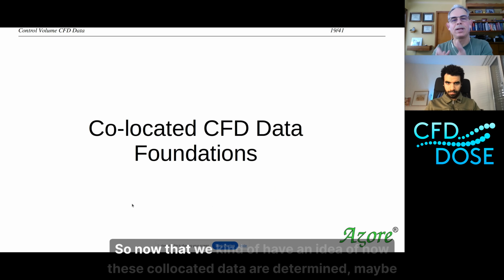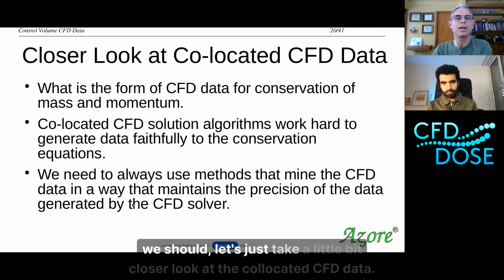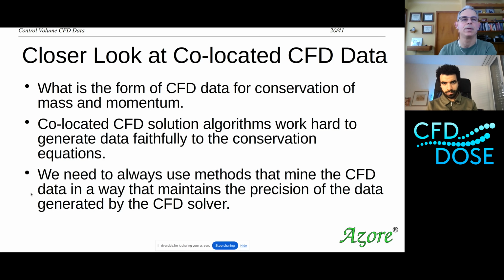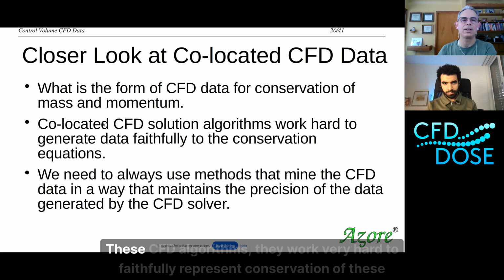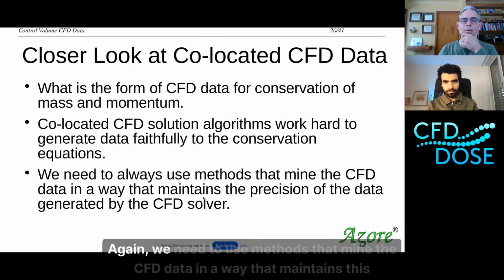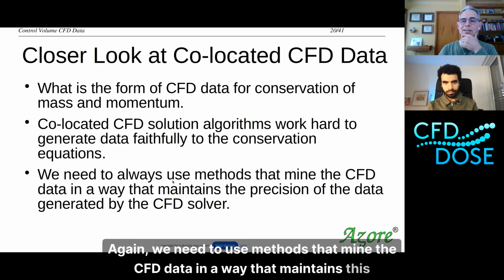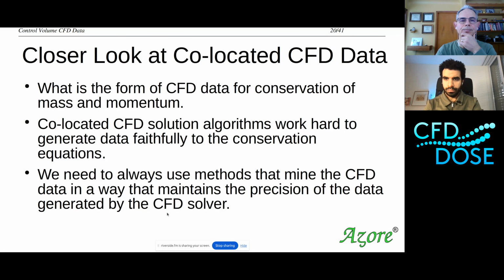So now that we have an idea of how these collocated data are determined, maybe let's take a closer look at the collocated CFD data. What is the form of the CFD data for conservation? These CFD algorithms work very hard to faithfully represent conservation of these equations. And again, we need to use methods that mine the CFD data in a way that maintains this precision. It's very important if you want to get precise numbers.